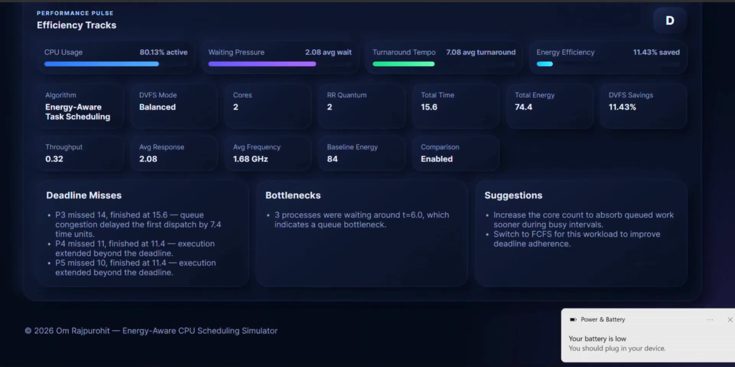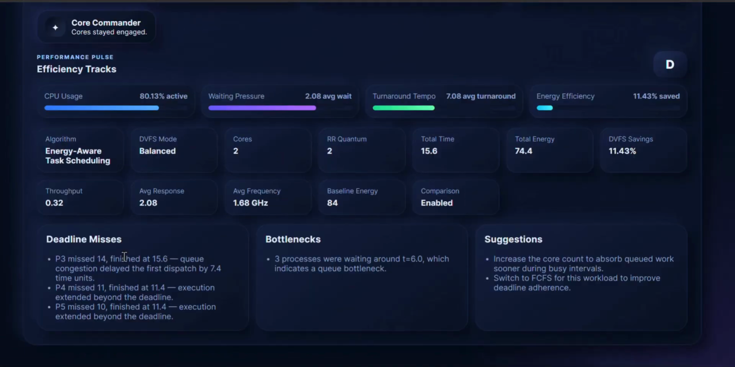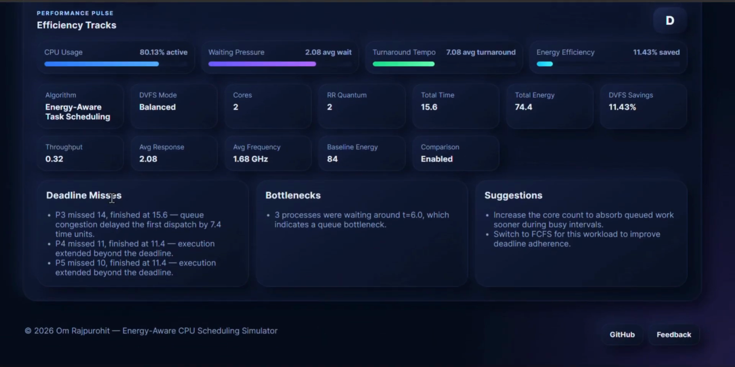And in the last section, this is one of the most important and unique parts of this project, which gives us insights into the number of deadline misses and why the deadlines have been missed. For example, P3 is missed. P3 missed at 14, finished at 15.6. Queue congestion delayed the first dispatch by 7.4 time units.